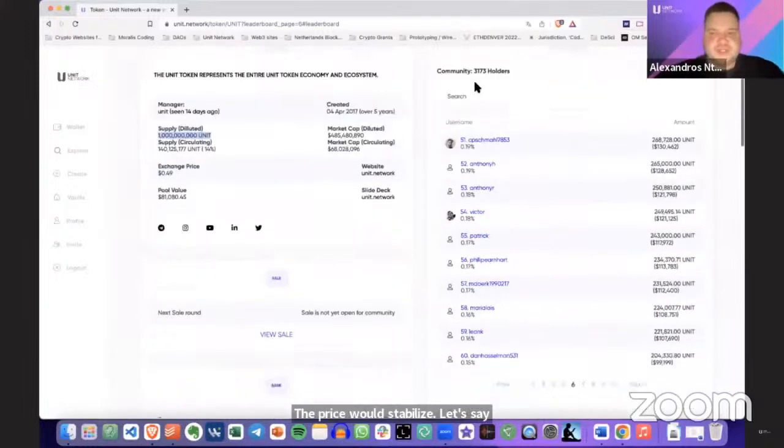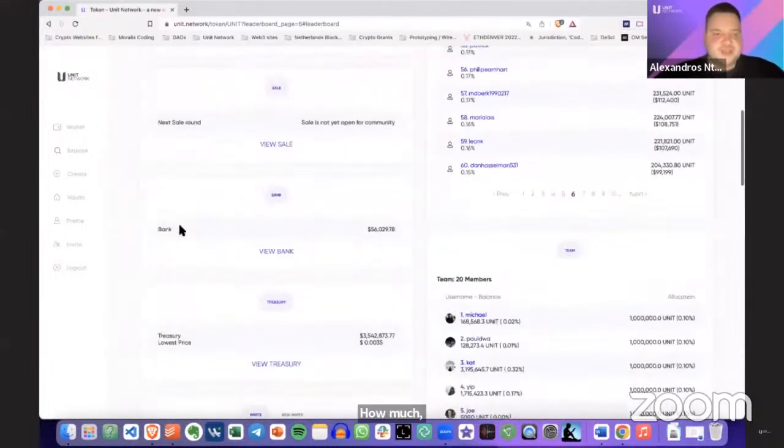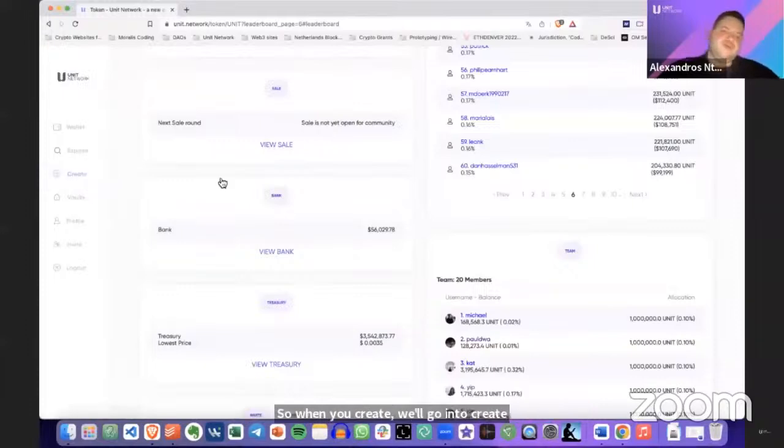As I said, here you can see the community, how much everyone owns through the circulation that we have. Here you have the sale. We'll go into create afterwards. When you create a token, you have to sell it, and you can put a price on it. I can create my own token, let's say the Alexander's token. And I can say, okay, guys, I'm going to sell you my token for $1 million each. I could do that, right?